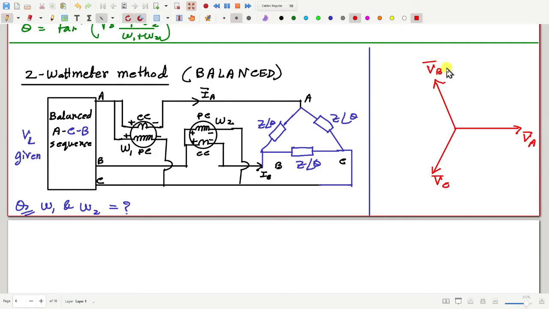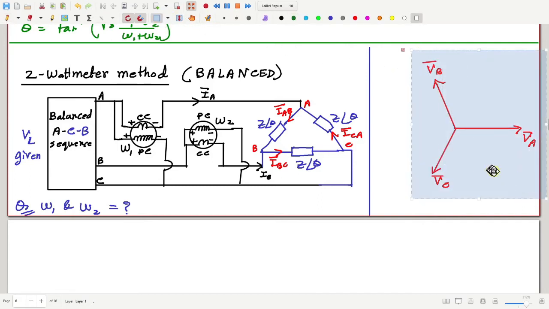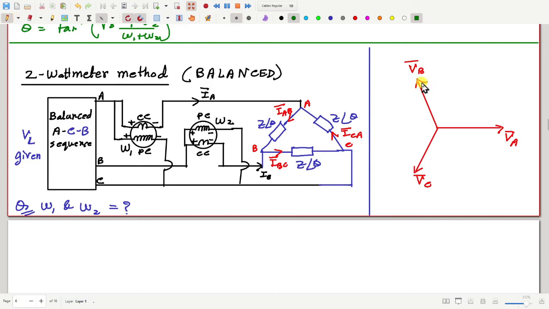Okay, now first thing, we need IA, IB and IC, but before that we may need to calculate the phase currents. So suppose this is IAB, IBC and ICA. How to find out these currents? To get IAB, we need VAB. How much is VAB? VAB is this voltage.